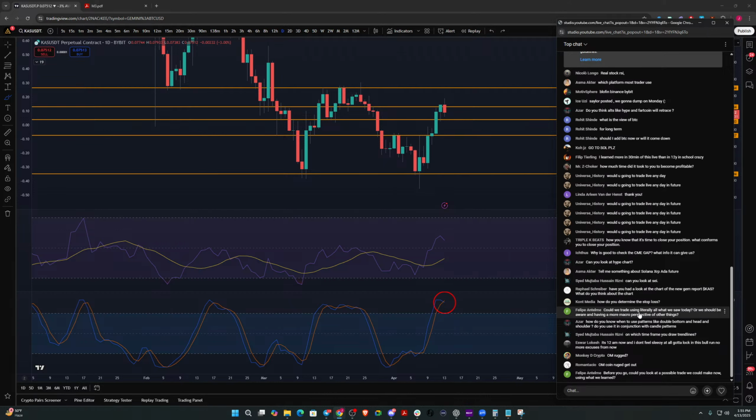Philippe says, could we trade using literally all what we saw today, or should we be aware and have a more macro perspective of other things? So technically, yes, you could trade on what you've seen today. Not strictly candlesticks, but candlesticks combined with your indicators, combined with support and resistance lines, yes, I feel comfortable saying you could trade with that.